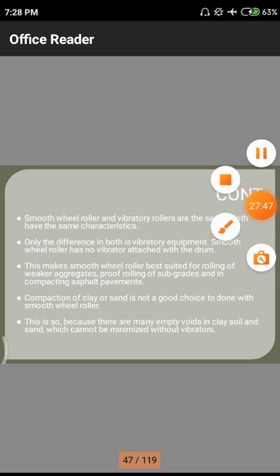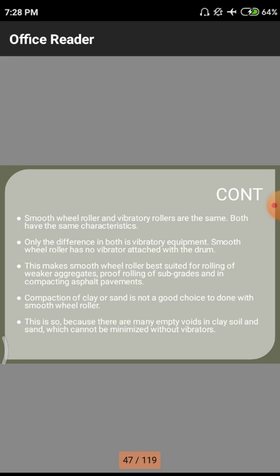First, smooth wheel rollers and vibratory rollers are similar. The major difference between the vibratory roller and the smooth wheel roller is that the vibratory roller produces a huge amount of vibration while moving along a particular length, whereas the smooth wheel roller does not have these vibrations. That is the major difference between smooth wheel rollers and vibratory rollers.